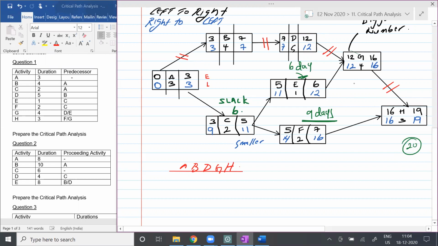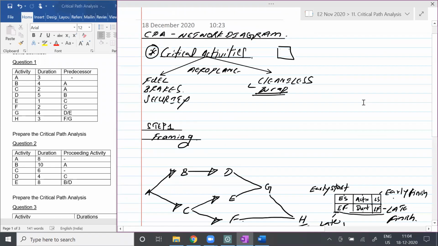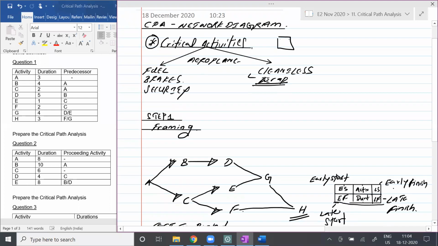Clear? So coming back to the original explanation, can you remember the aeroplane example I told you? If you delay the fuel, what will happen? Flight will get delayed. If you delay the brake, if you delay the security, flight will get delayed. But the cleanliness, like the wrappers, the magazine arrangement, will that delay the flight? No, right?